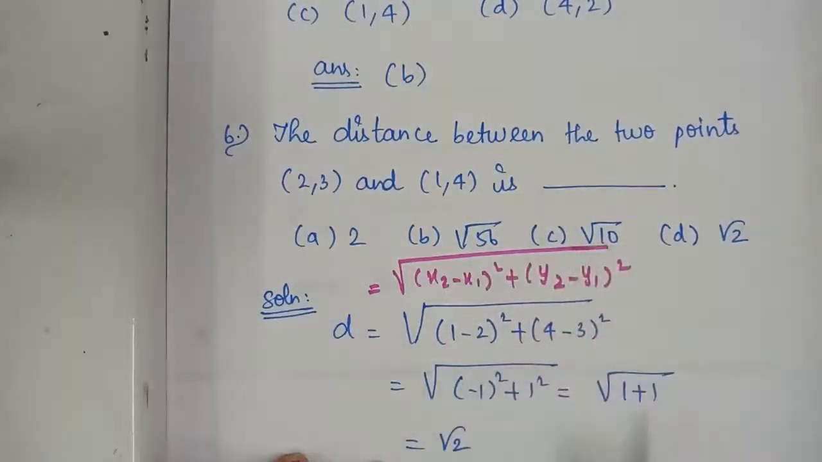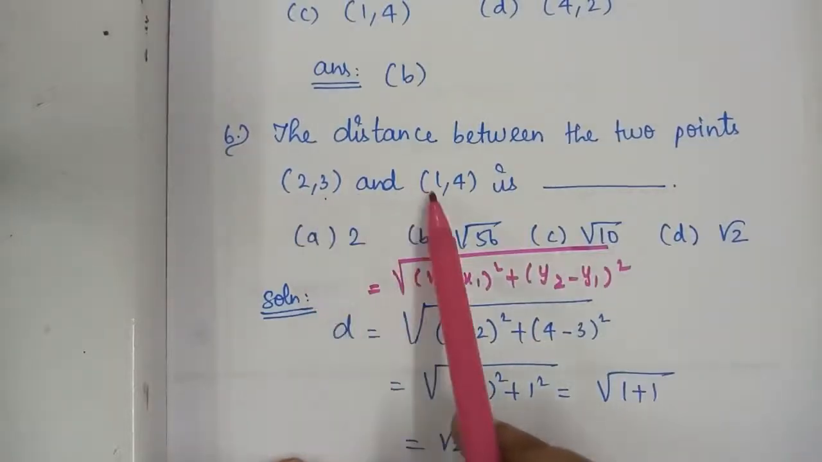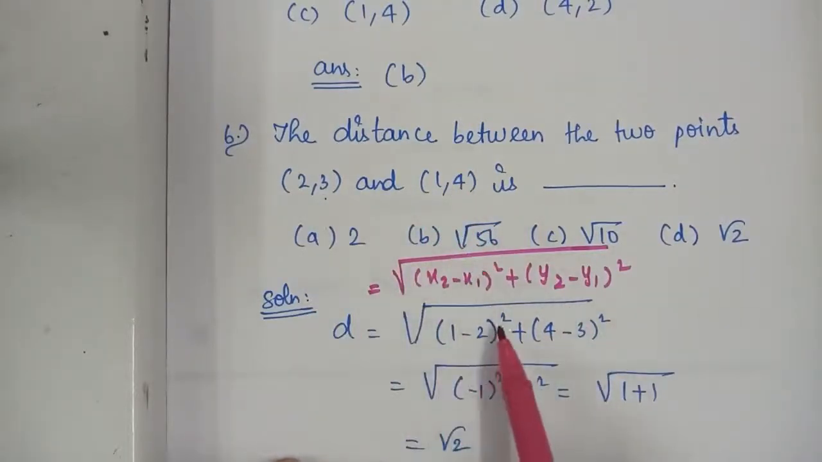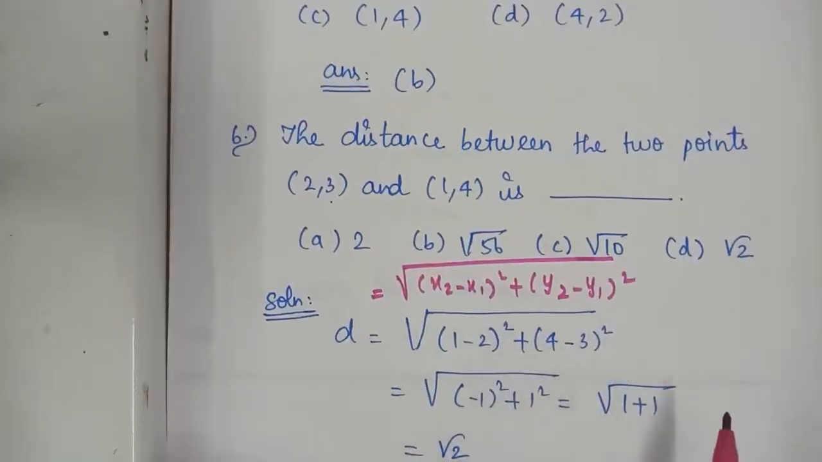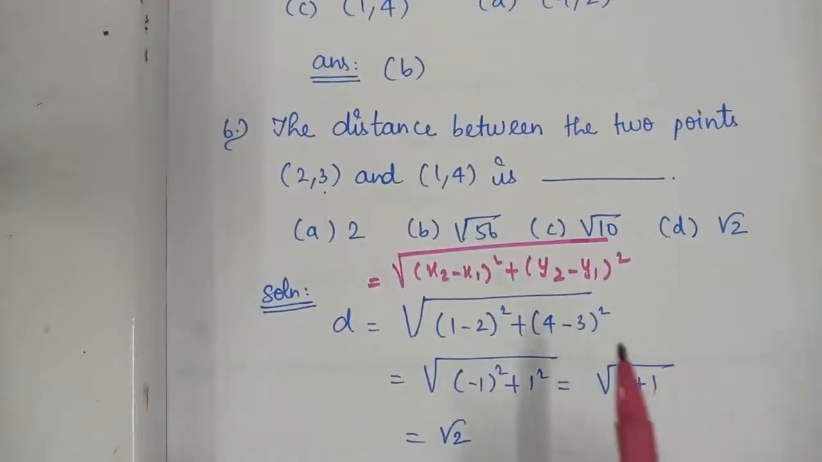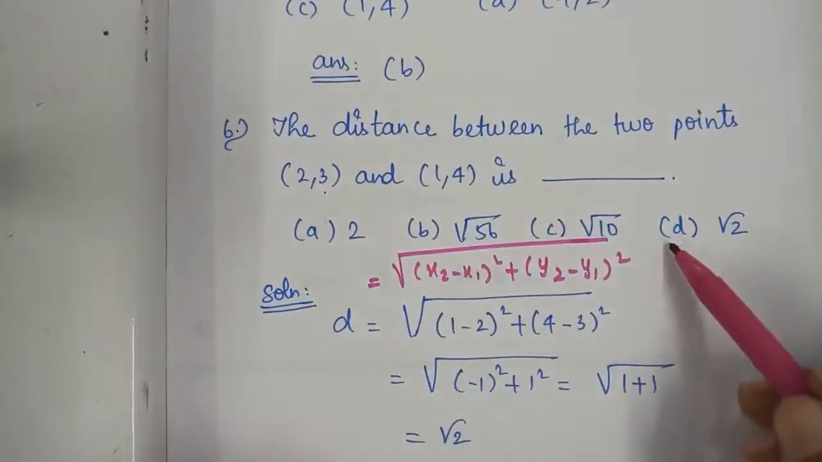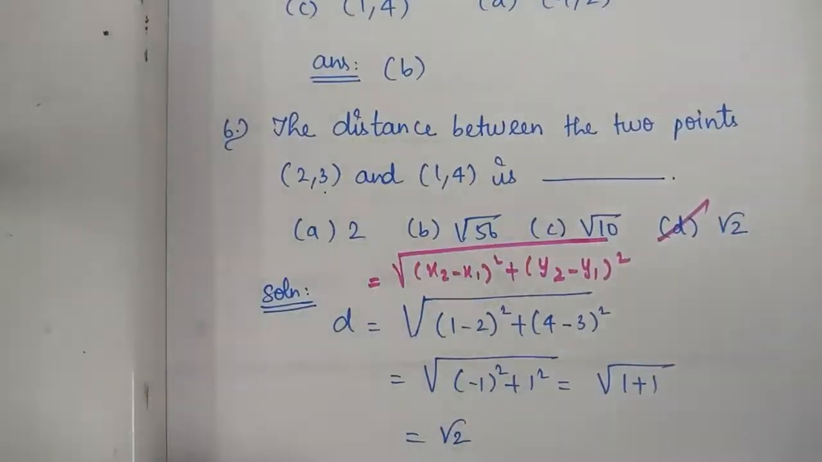So substitute the values in the formula. This is your x1, y1, x2, y2. So 1 minus 2 the whole square plus 4 minus 3 the whole square, which is equal to root of minus 1 the whole square plus 4 minus 3 is 1 square, which is equal to root of 1 plus 1, which is equal to root 2. So the correct option is option D, root 2.